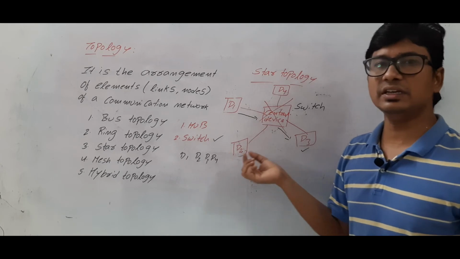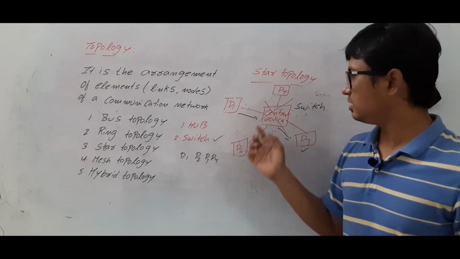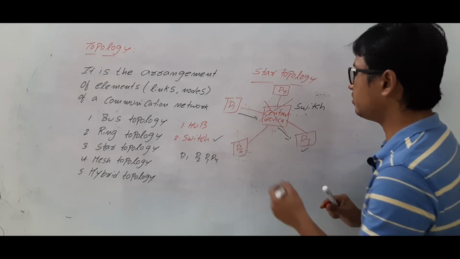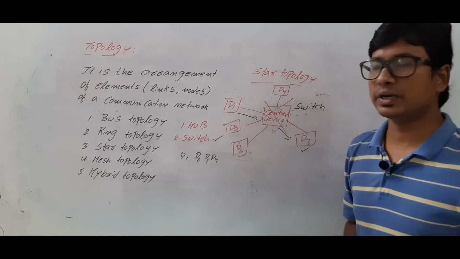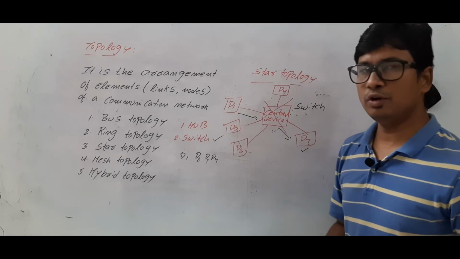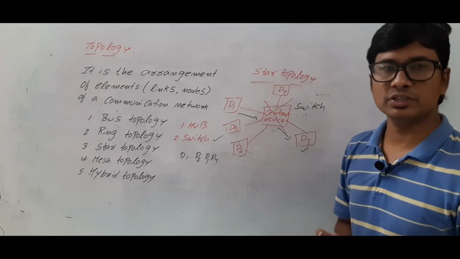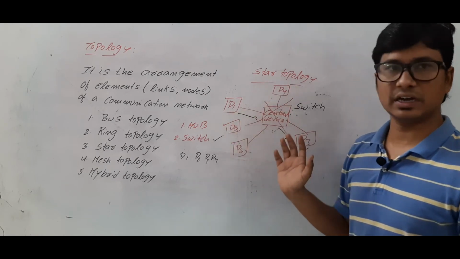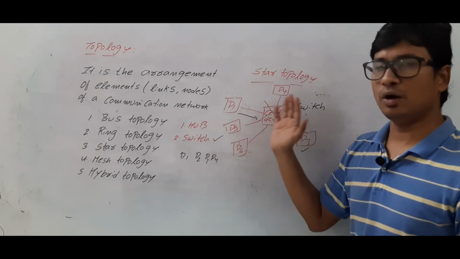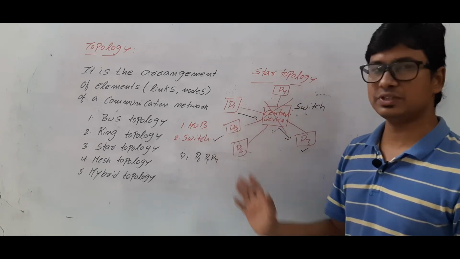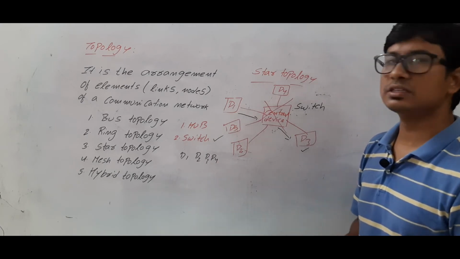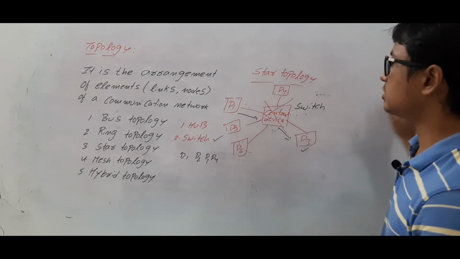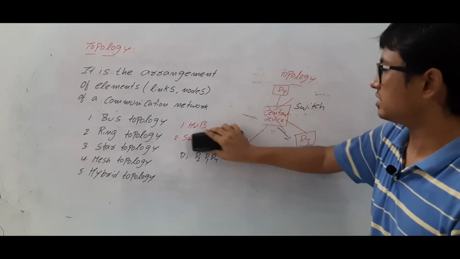And what is the advantage? You can easily configure the new devices. Suppose if you want to configure a new device, you can easily connect like this. Okay. Are you able to understand? So I hope you have understood the star topology, how the devices are connected in the star topology, and how the communication will happen if it is a switch, if it is a hub, and what are the drawbacks. Now we will discuss the next topology, which is the mesh topology.